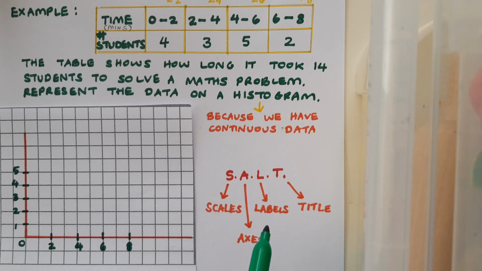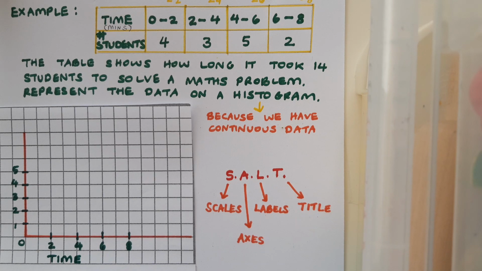Okay, I also want to label my axes. So my horizontal axis represents time, and I actually have units for time in this question. I can see up in the table that the time is in minutes. So I should mention that also. On the vertical axis, I'm showing the number of students, so I fill that in there.